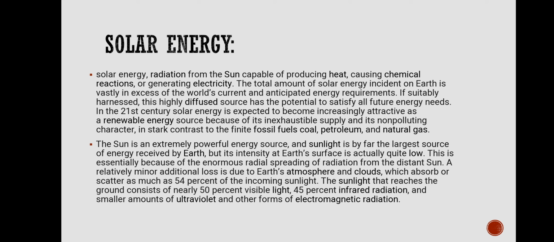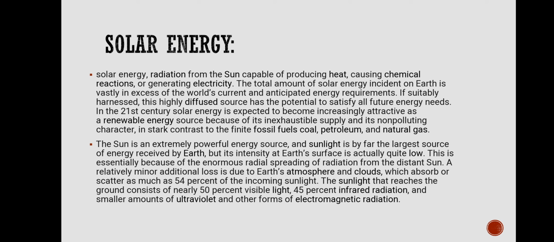The sun is an extremely powerful energy source, and sunlight is by far the largest source of energy received by the Earth. Its intensity at the surface is actually quite low, essentially because of the enormous radial spreading of radiation from the distant sun. A relatively minor additional loss is due to the atmosphere and clouds, which absorb or scatter as much as 54% of the incoming sunlight.